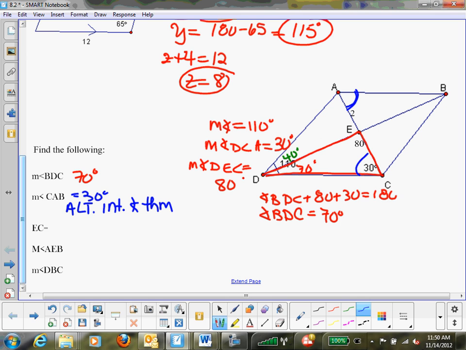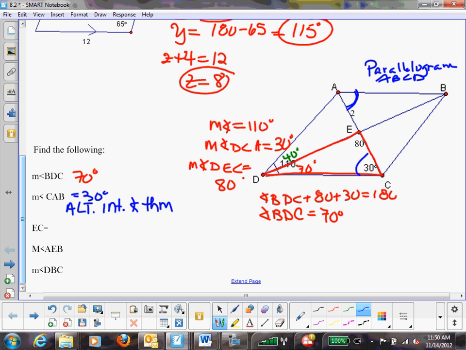I should have said that, but we were dealing with a parallelogram. So this is going to be a parallelogram. Good question. Okay. Nope, but I'm doing it on the notes so that when you go back and look at your notes, you'll know why I'm saying that.